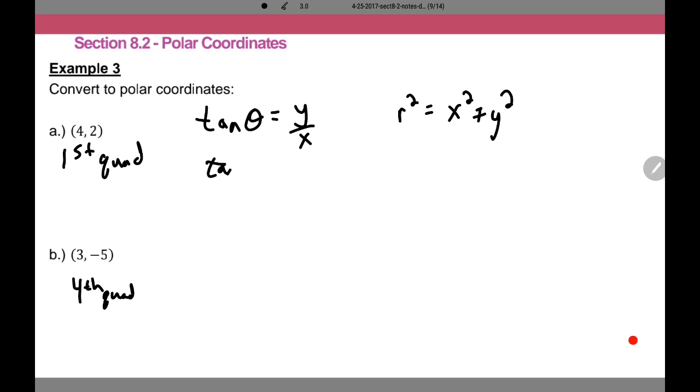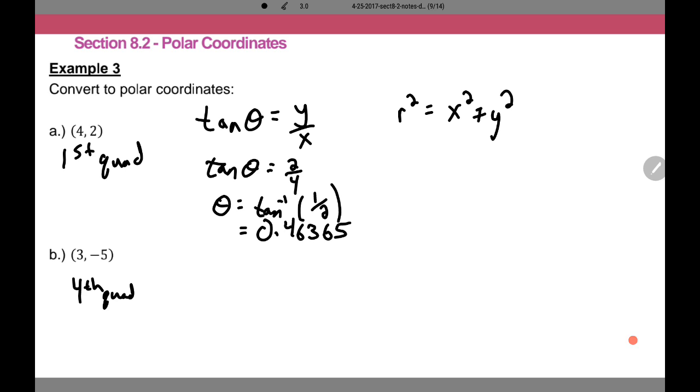So tangent of theta is equal to 2 over 4. And then theta is equal to the inverse tangent of 2 over 4, or 1/2. And that gives us theta being 0.4635, roughly, if you round.